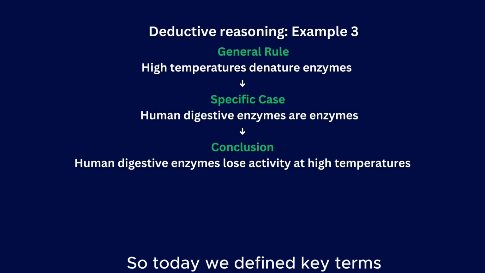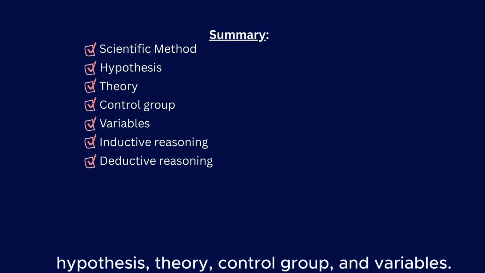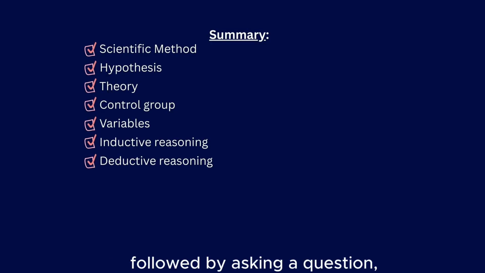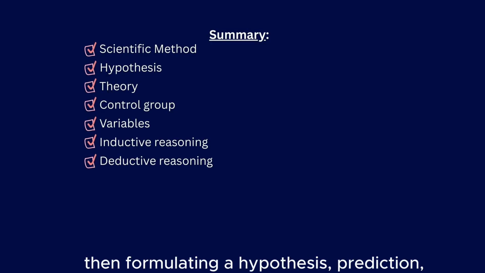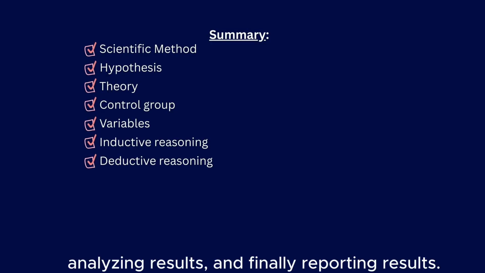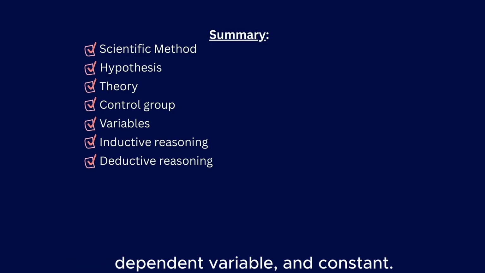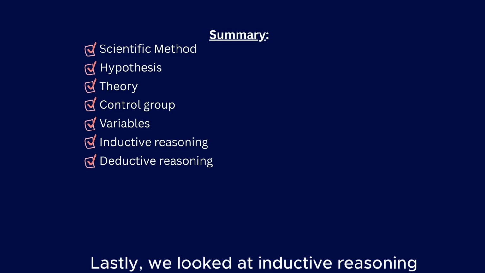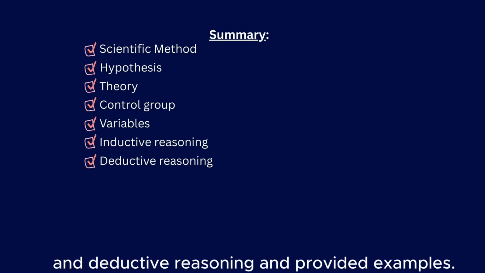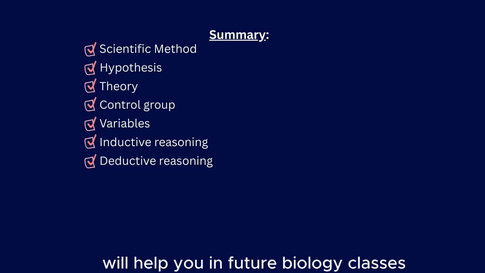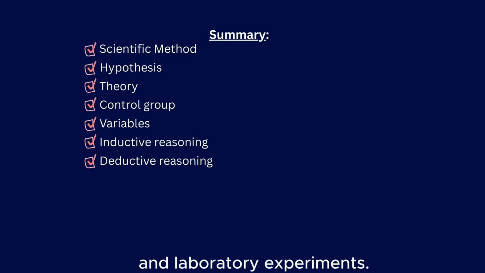So today we defined key terms, including the scientific method, hypothesis, theory, control group, and variables. We looked at the steps in scientific method, starting with observation, followed by asking a question, then formulating a hypothesis, prediction, experimentation, analyzing results, and finally reporting results. We also looked at the main types of variables, which are independent variable, dependent variable, and constant. Lastly, we looked at inductive reasoning and deductive reasoning and provided examples. Understanding these concepts will help you in future biology classes and laboratory experiments.